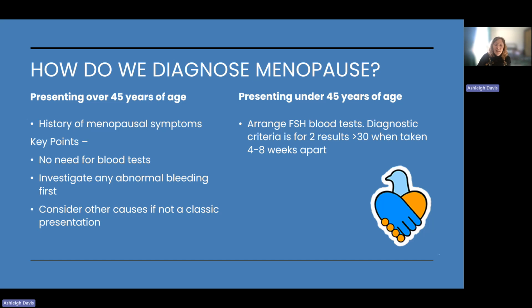At present, the guidance is if somebody is presenting with potential menopausal symptoms under the age of 45, then we would arrange an FSH blood test. The guidance from NICE at the minute is that we would have two results over 30 when taken 4 to 8 weeks apart to confirm a diagnosis.